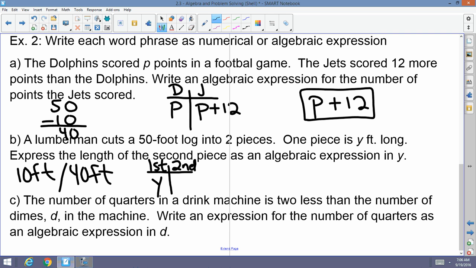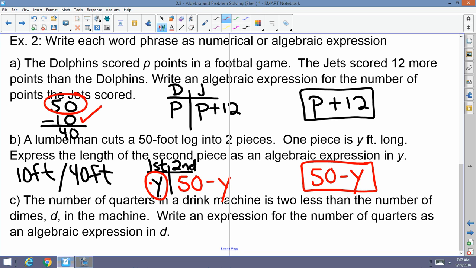Didn't we take the 50 feet that we started with and subtract the piece that we knew that we cut already? Well, we know that the first piece is y feet long. So how much are we taking away from this 50 feet? These y feet long. So my second piece has to be 50 feet minus the y feet that I already cut off in the first piece. So the algebraic expression for the length of the second piece is 50 minus y.